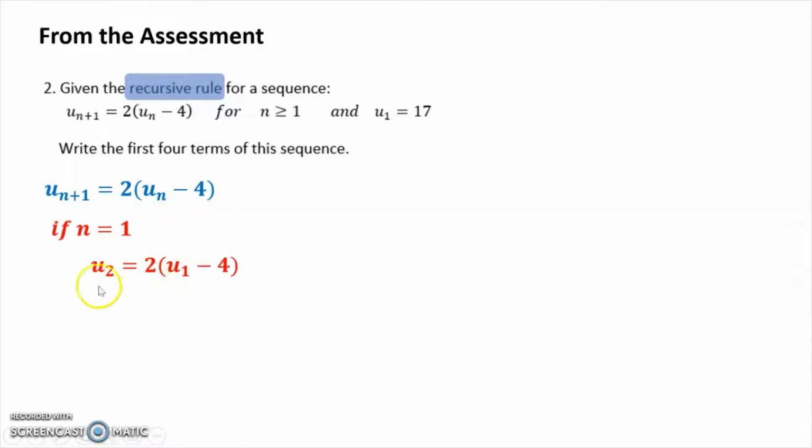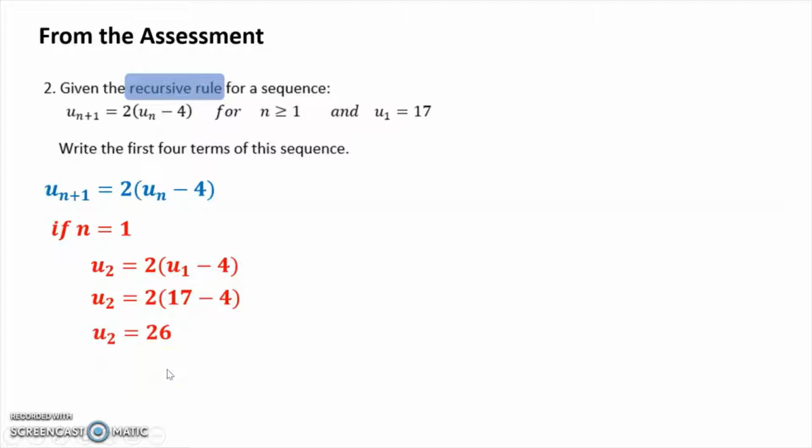So what that is telling us, to get the second term, we have to plug in the first term. Okay, then that's how a recursive rule works. We need to know the previous term to find the next one. So this makes sense. We need to know u1 to find u2. Well, good news. We know u1. It's right here, 17. So u2 is 2 times, and then 17, I replaced u1 with that, minus 4. 17 minus 4 is 13, times 2 is 26.